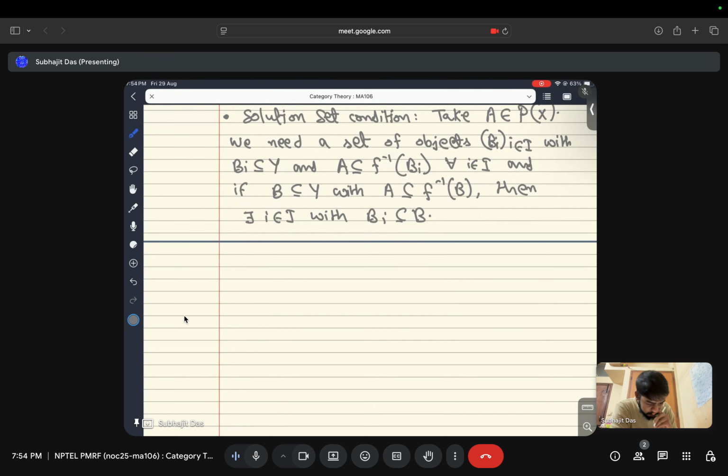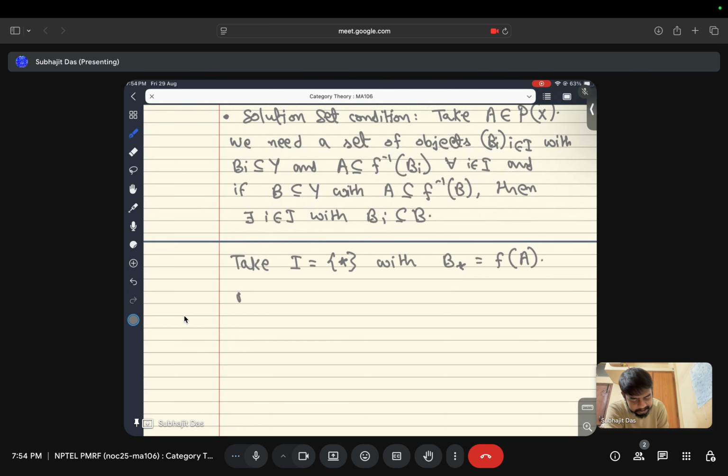For the given A, how about we take Bi to be equal to, let's say, f of A. In fact this actually gives you the explicit description of what the left adjoint should be. So what we do is we take a singleton family in which Bi is exactly f of A. So take I to be a singleton set, with B star exactly equal to f of A.